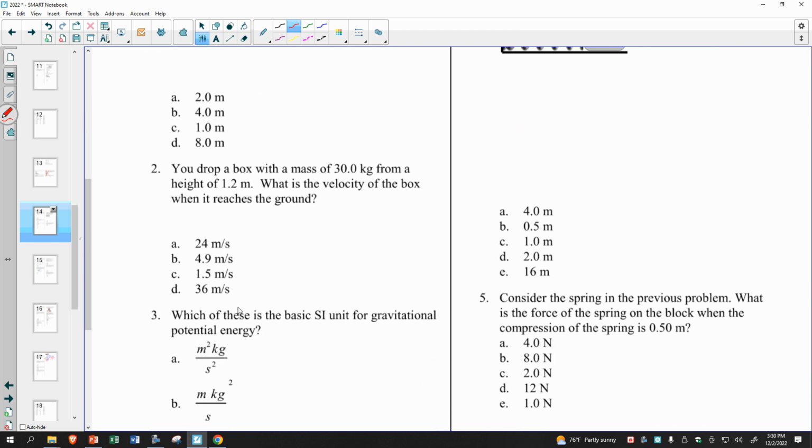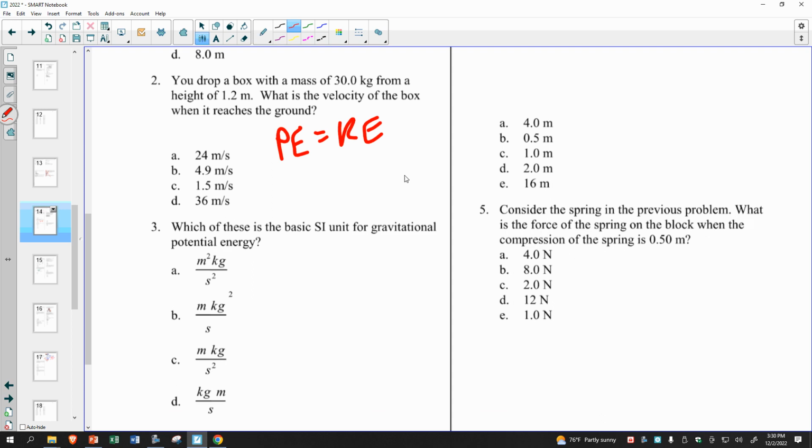Gravitational potential energy here, or this is really just potential energy at the top equals kinetic energy at the bottom. Units, y'all know how to find basic SI units. You write down the formula, mgh, and you put in the basic SI units for each variable.